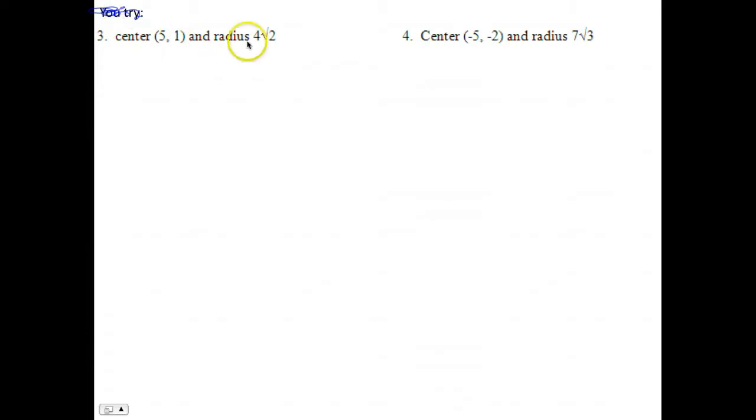Number 3 is the same idea. So we have our center, x minus 5 squared plus y minus 1 squared, and it's going to equal our radius squared. So we have 4 squared, which is 16, times the square root of 2 squared, which is 2. 16 times 2 is 32. So that's the equation of the circle described by number 3. Hit pause, do number 4, and come back.